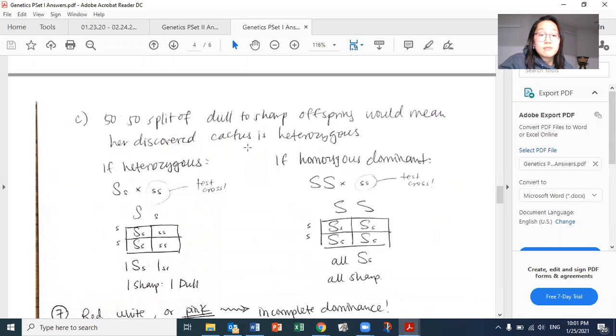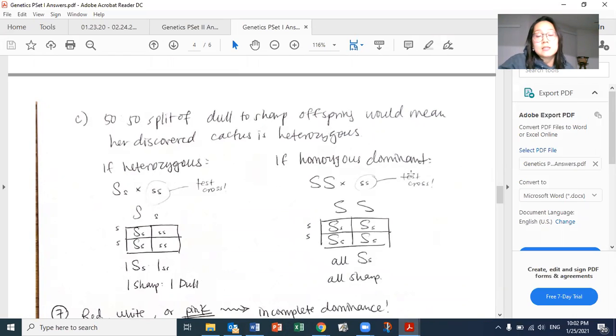So if that discovered cactus was heterozygous, the cross would look like this. And it's a test cross because you're crossing it with a lowercase. And if this was the parental genotype of the unknown cactus, then the results would be a 1-to-1 ratio of heterozygous to homozygous recessive. And it would be about a 1-to-1 ratio in phenotypes of sharp to dull.